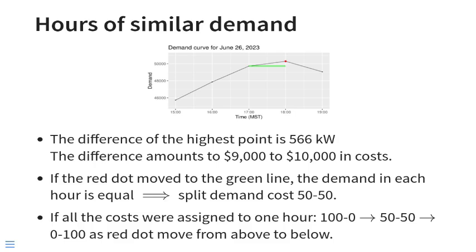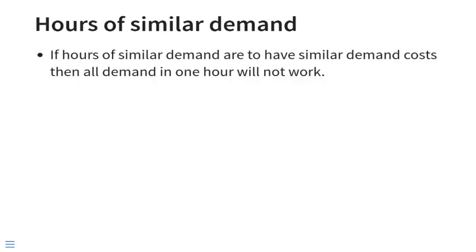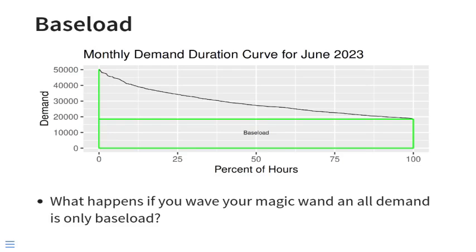And as we moved the red dot below the green line, suddenly all the costs would jump over to the 1700 hour. So if we want hours of similar demand to have similar costs, then demand in 1 hour will not work. This violates the continuity assumption that I've made, that small changes in demand should only lead to small changes in demand cost. Let's turn our attention to baseload.